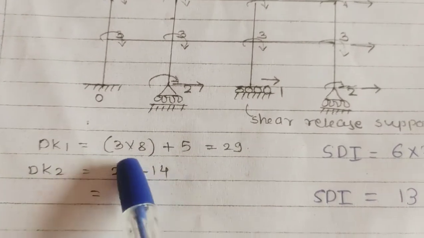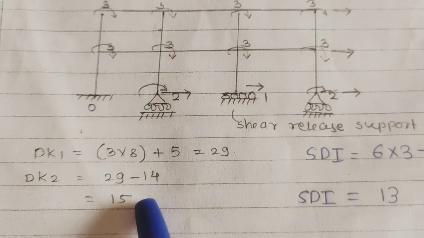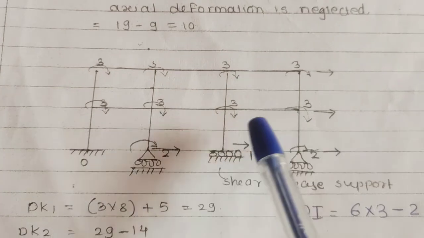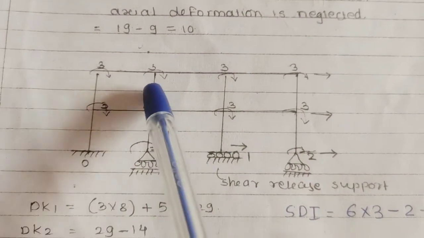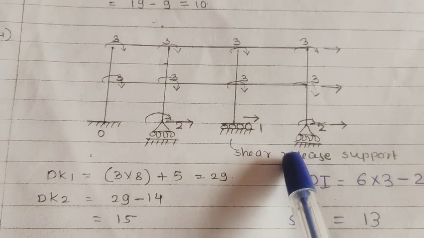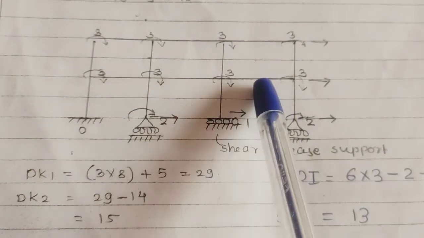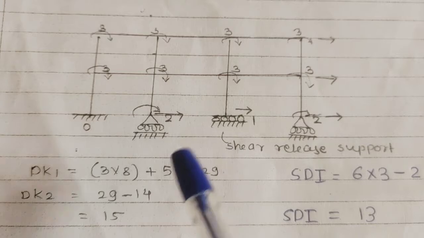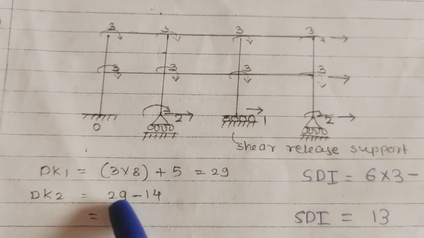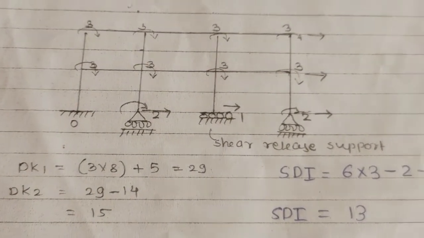And for calculating the DK2, you have to count the number of members and deduct that from DK1. Here count the number of vertical members first. 1, 2, 3, 4, 5, 6, 7 and 8. 8 number, that are the vertical members. Similarly count the horizontal members. 1, 2, 3, 4, 5, 6. Means 8 plus 6, that is equal to 14. You have to deduct 14 from this 29. You get the value of 15 as DK2.